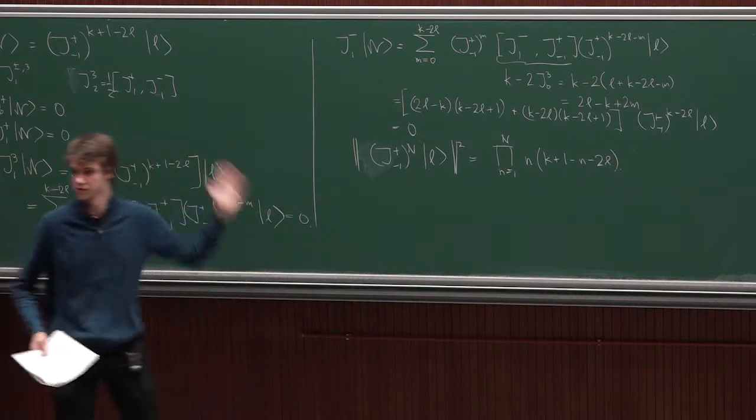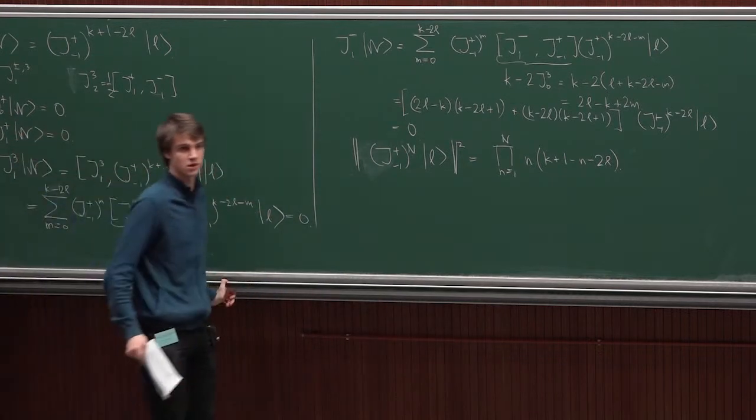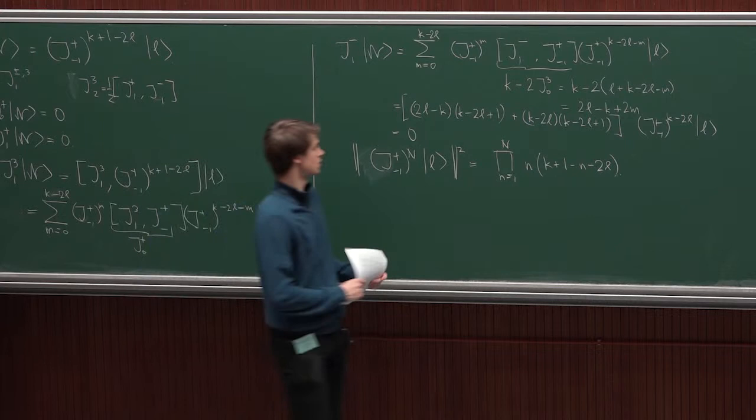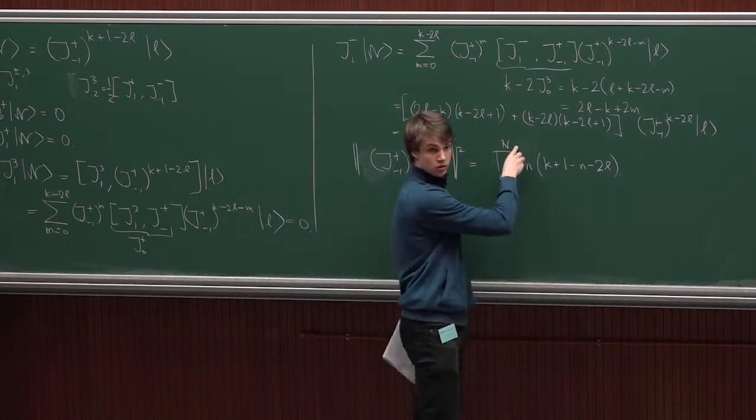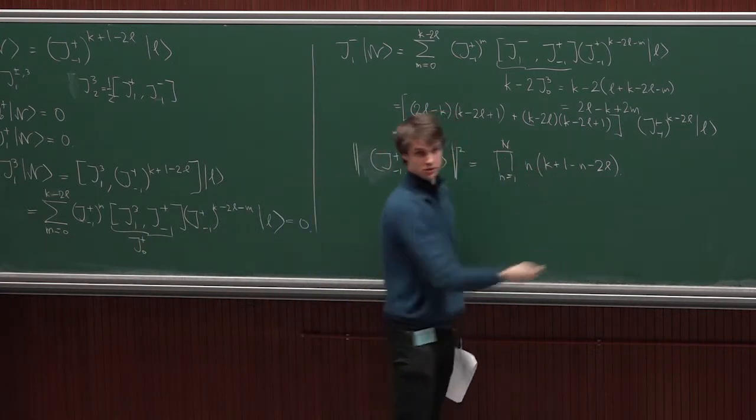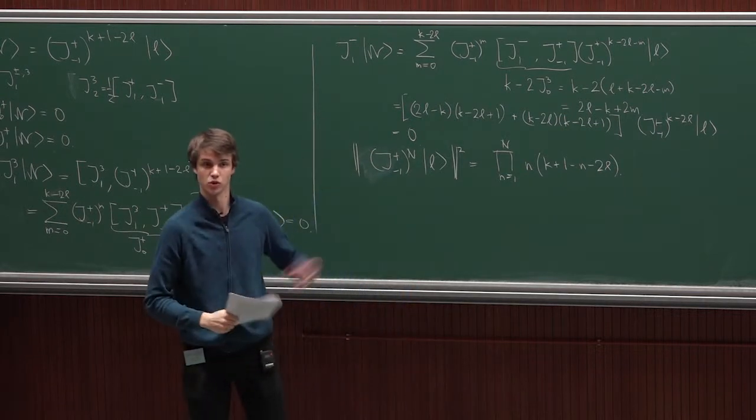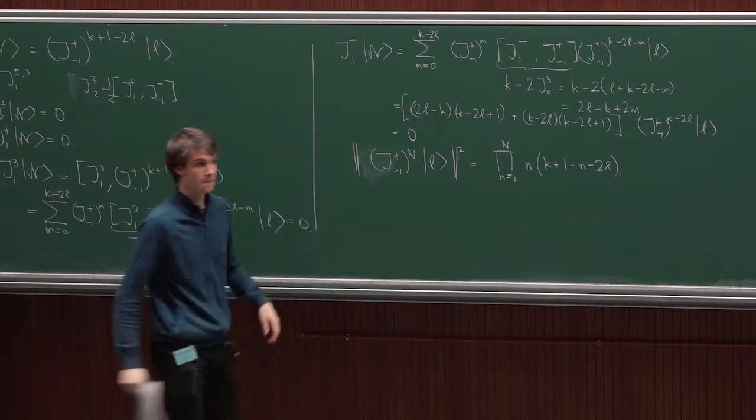So the norm is 0. So that, again, confirms our result. This state has 0 norm. And if we would go on, and there's this 0 somewhere, the norm will stay 0, also if we put more descendants, if we make this n bigger.